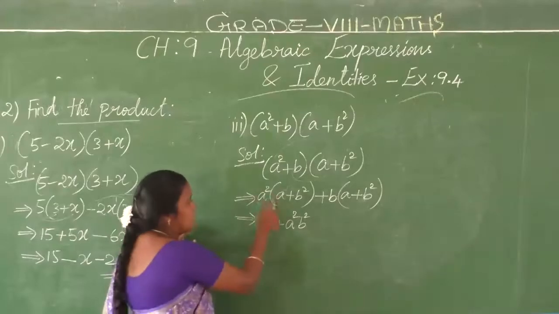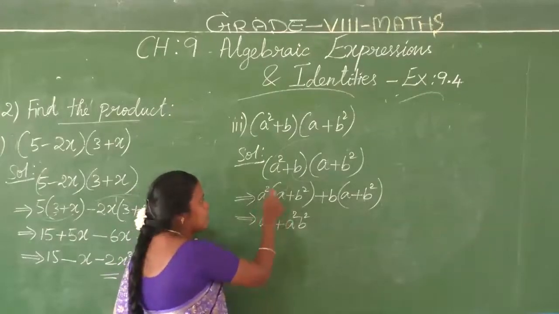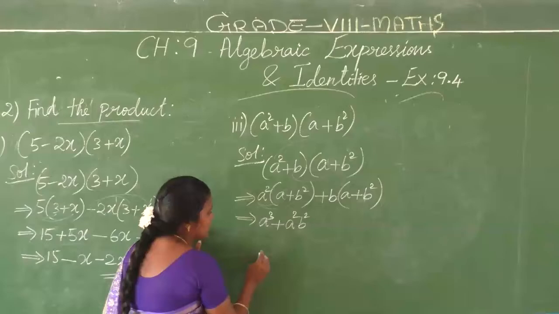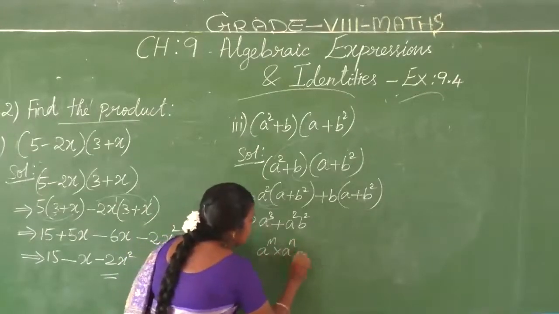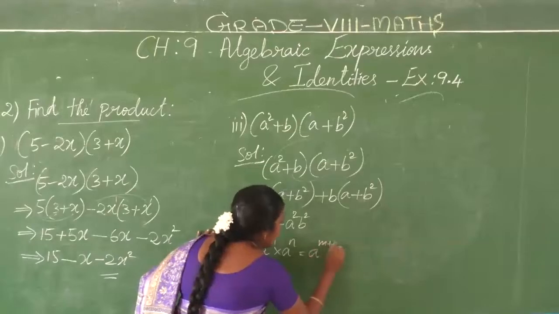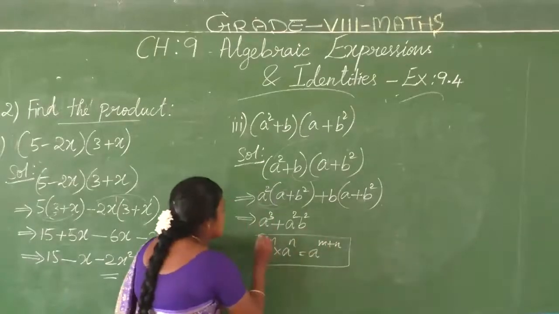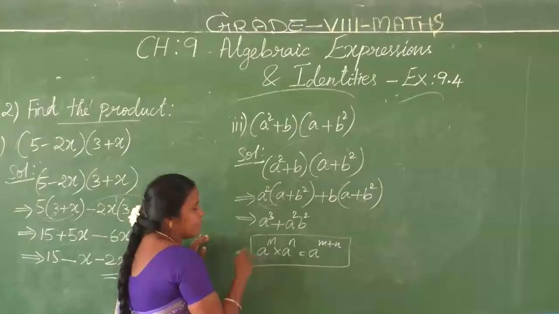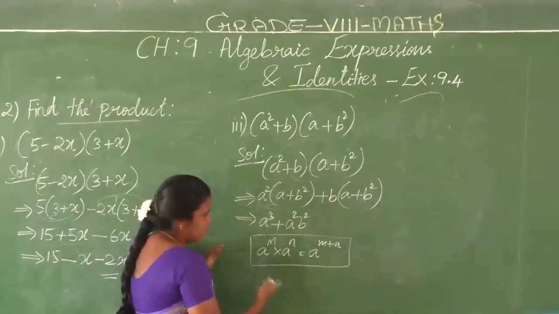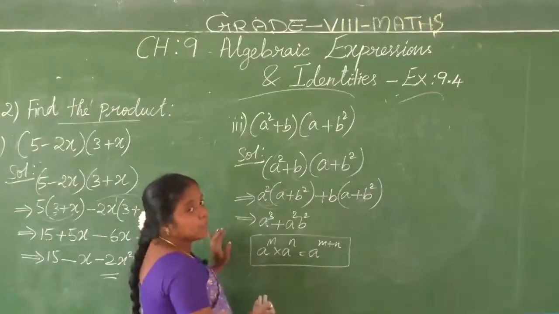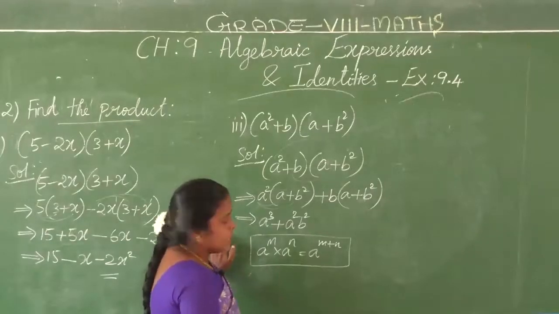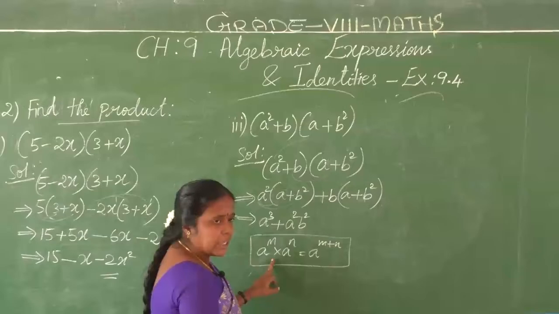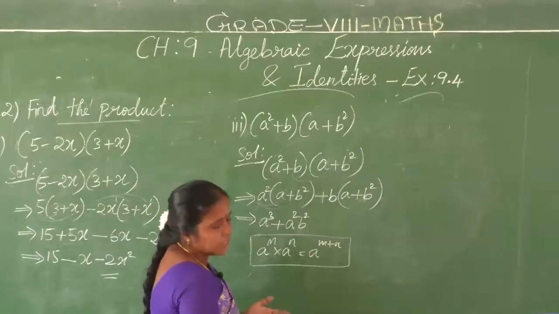If in the product the bases are same, power can be added. In general, a power m into a power n is equal to a power m plus n. This is a formula we are going to see deeply in that chapter. Which chapter? Class 8, laws of exponents, exponents and powers. We have already seen it in 7th standard also.